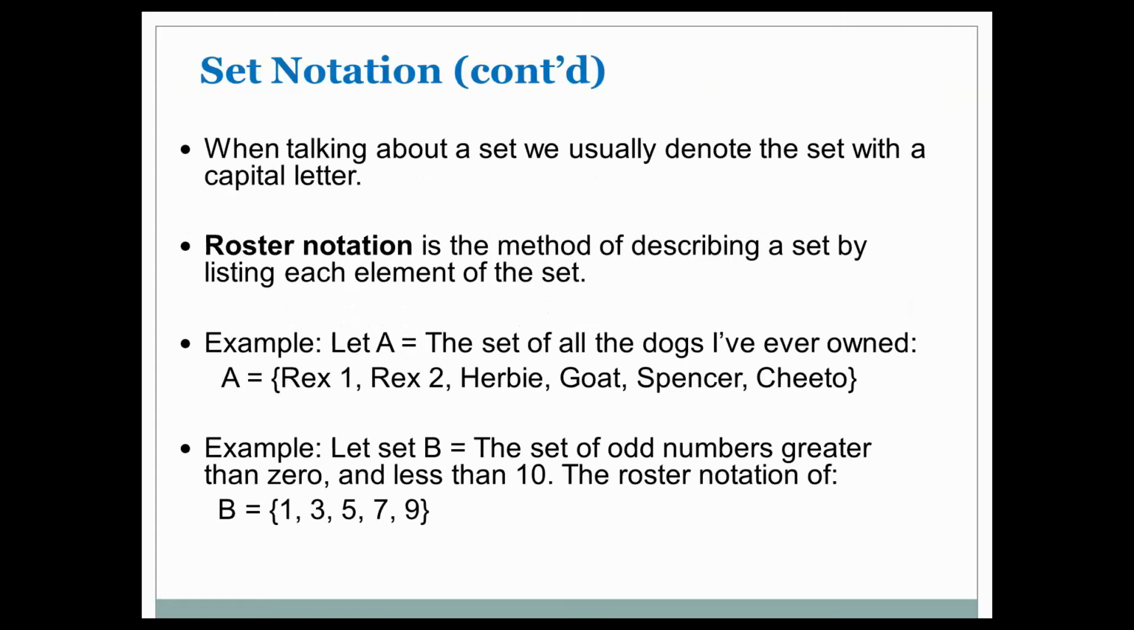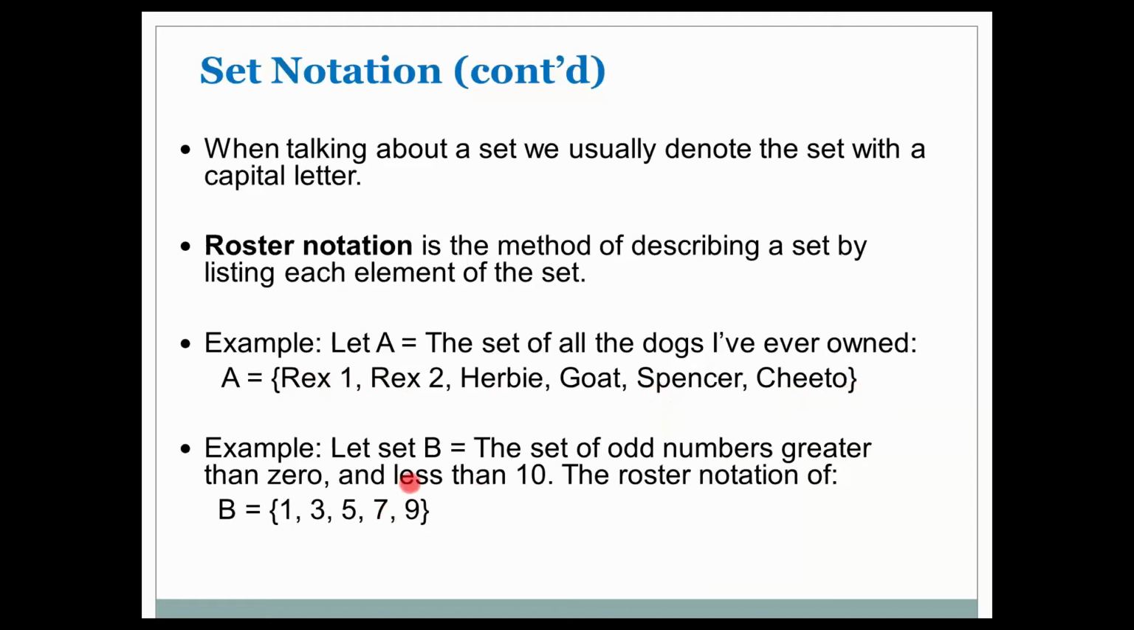Now we have some set notation. When talking about a set, we usually denote the set with a capital letter. Roster notation is the method of describing a set by listing, so you just make a big list. In this case, let A equal the set of all the dogs I've ever owned. I had Rex, and then I had another Rex, my parents like to name dogs Rex. So Rex 1 and Rex 2. Then I had Herbie, Goat, Spencer, and now we have Cheeto. Cheeto's great. So that's all listed out, and it's in roster notation.